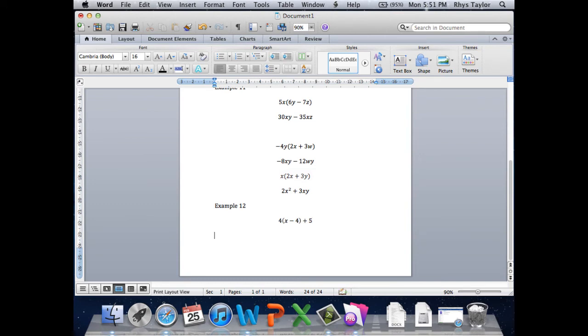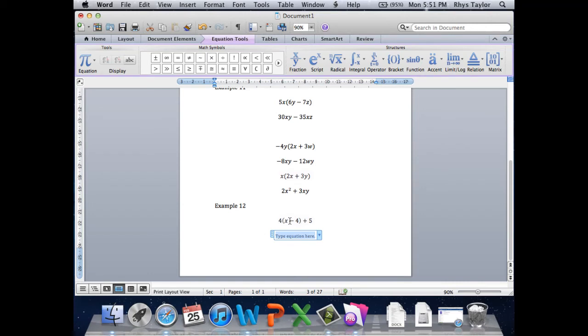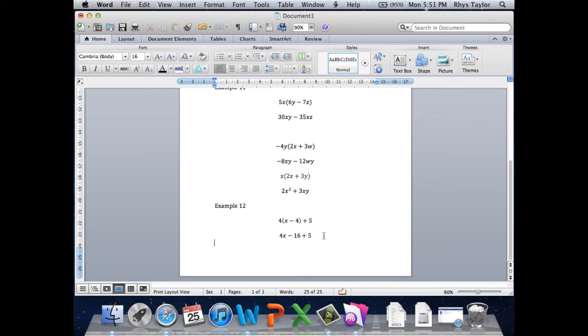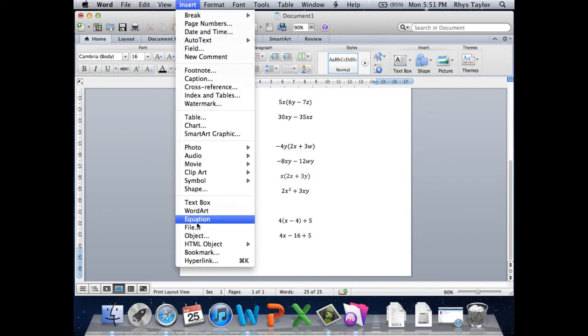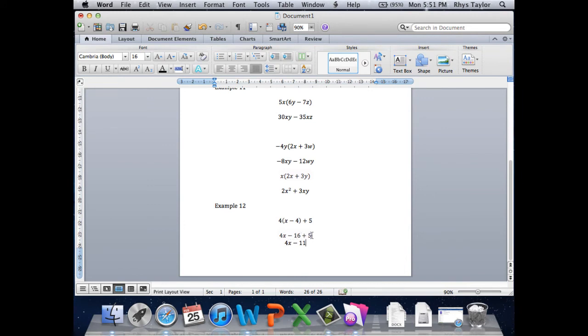Okay, so we expand our brackets first. 4 times x is 4x. 4 times negative 4 is negative 16 plus 5. 4x stays the same. Negative 16 add on 5 gives us negative 11. Right, because it goes in the opposite direction, we've got a negative and a positive. Just like that.